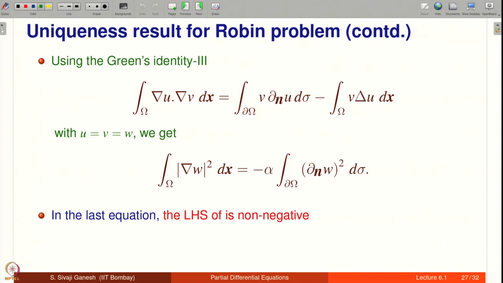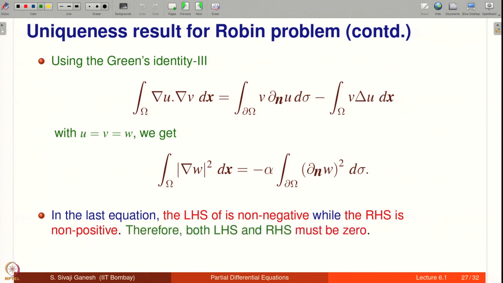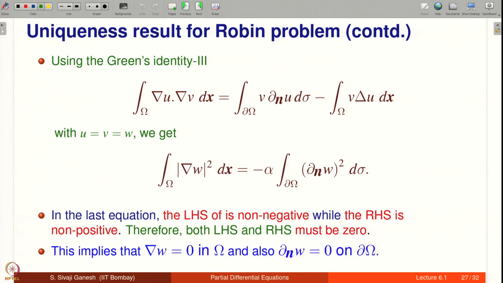In the last equation, the left hand side is non-negative, because integrand is non-negative. Right hand side, the integral is non-negative, alpha is non-negative, therefore, the product is non-negative, but there is a minus sign. So, it is non-positive. So, we have a non-negative quantity equal to a non-positive quantity, which is possible if and only if both the sides are 0. That means what? Grad w equal to 0 on omega, dou n w equal to 0 on boundary of omega.